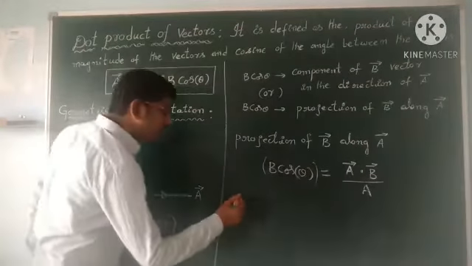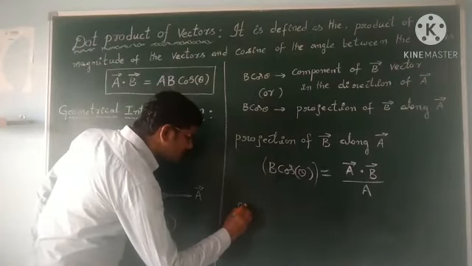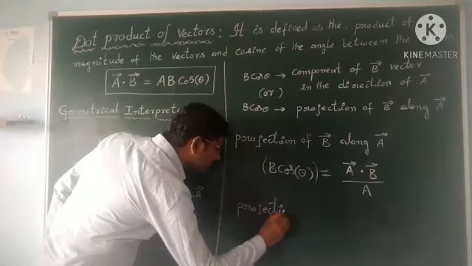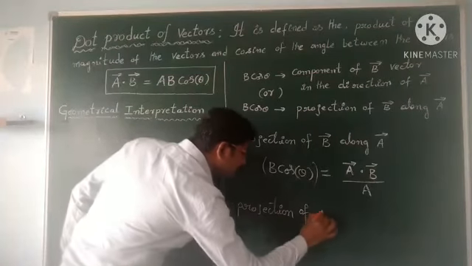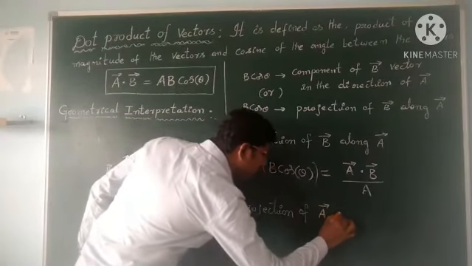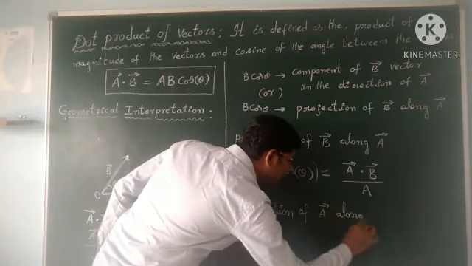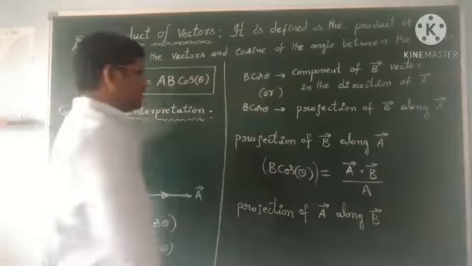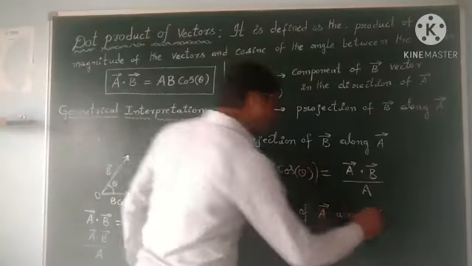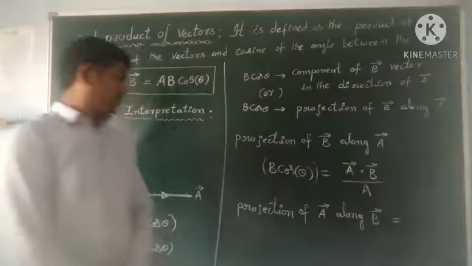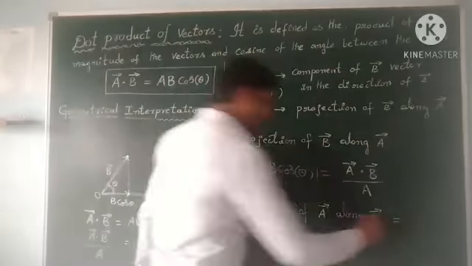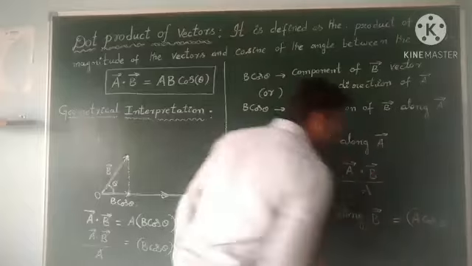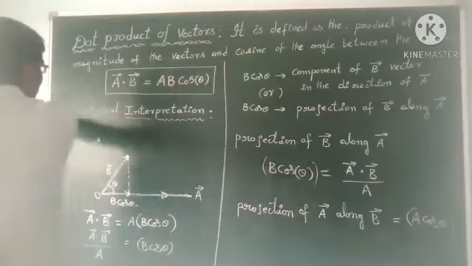Similarly, we can write it. So what is that, students? Projection of A bar. You can write the projection of A bar along B bar. So that is, okay, projection of A bar along B bar. So that is called A cos theta. Okay, students, that is A cos theta.